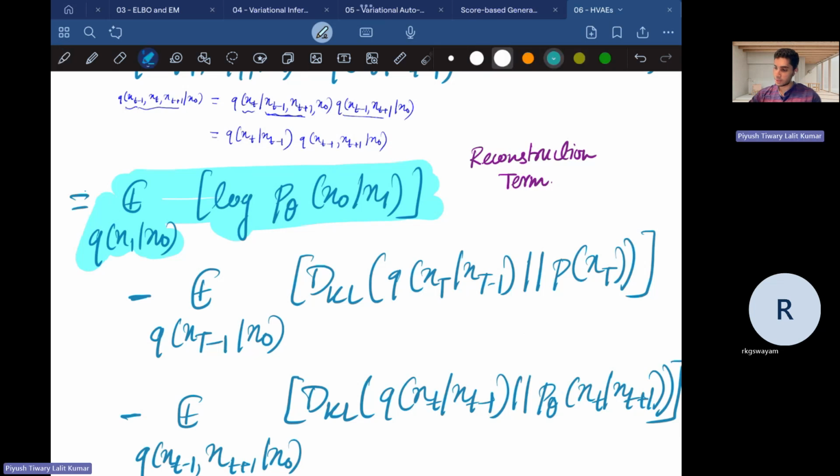Now let's look at the next term. Let's look at this term, right?